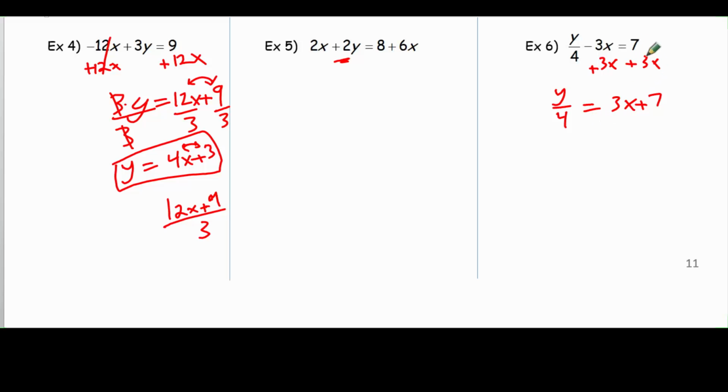These are not like terms. Now, how do we get rid of over 4? So this really means y divided by 4. And you get rid of division by multiplying. We're going to multiply 4 on the left, and we're going to multiply 4 on the right.